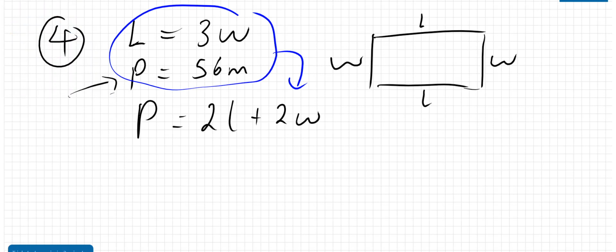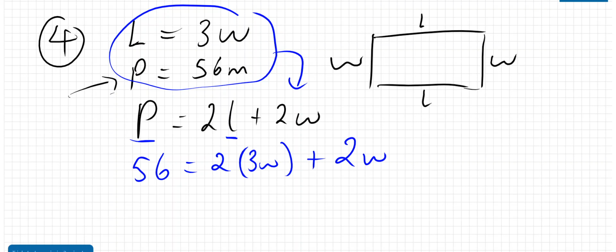So I've got L is 3W, and I've got an L here. So instead of L, I'm going to write 3W. And instead of my P, I'm going to write 56. So 56 is equal to 2 times, I'll put it in brackets, 3W, plus 2W. Okay? I don't have information for W at this stage. Now you can see what's happened. The whole point of this is I can now solve this equation. I've gotten rid of my L and my P, and I'm left with only an unknown variable of W. See, I've got W here and W there, and nothing else. I can solve this now.